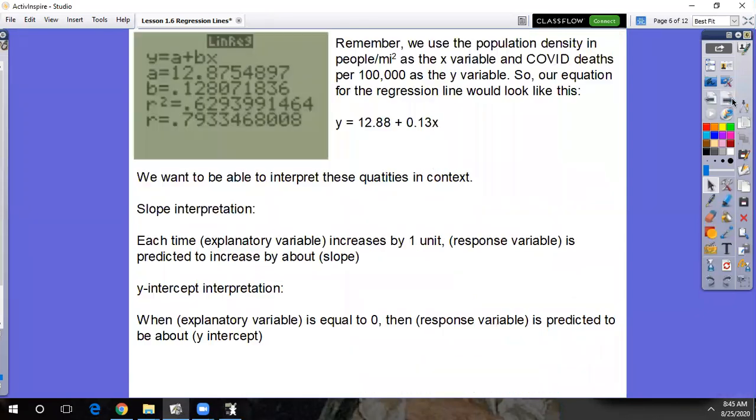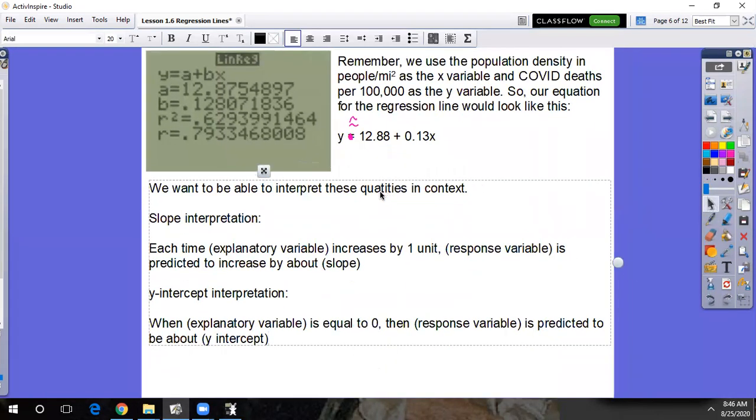Before we actually start looking at this, we want to interpret these quantities in context. Here's a rough approximation of the regression line. This should really be an approximately equal to sign, but I can't type that in this program. So y is approximately equal to this because we rounded these values. We're going to interpret these quantities in the context of the problem.